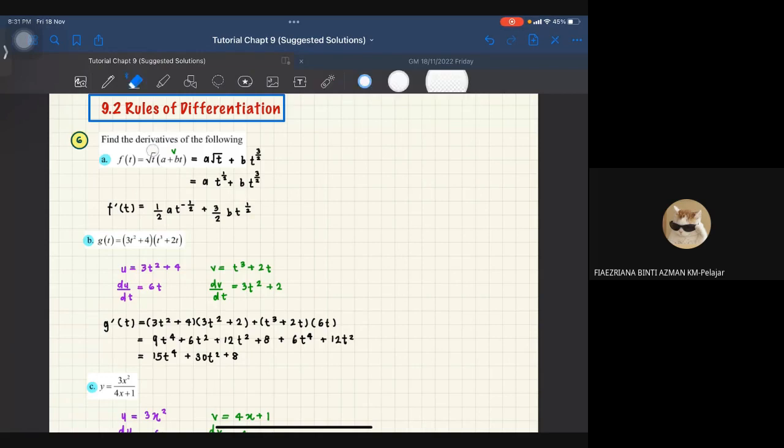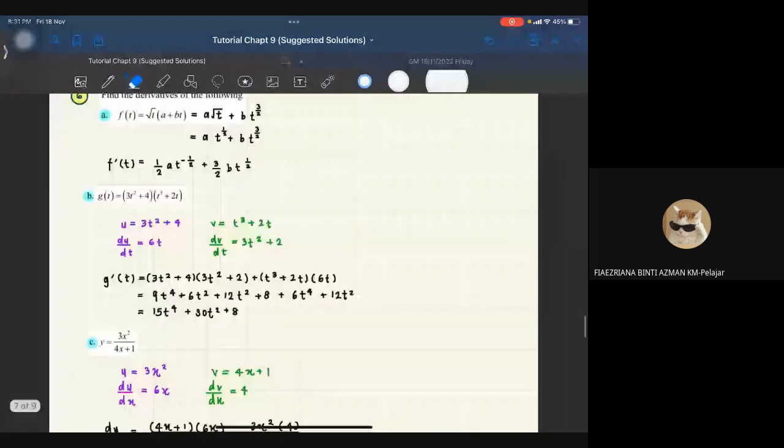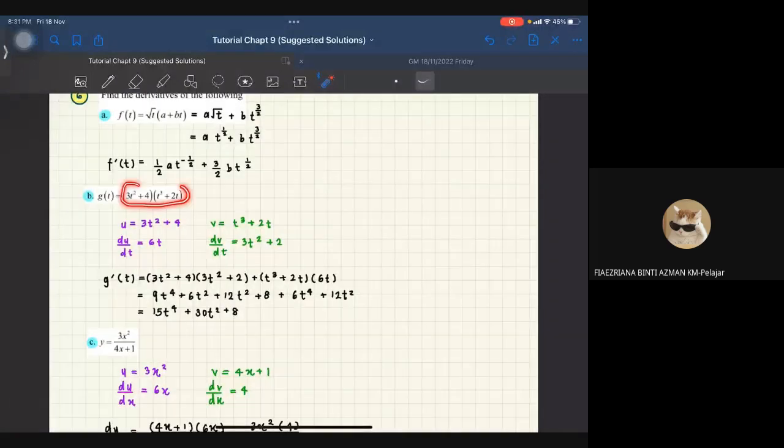Okay, so ini adalah contoh yang boleh guna produk tapi tak nak guna produk. Kalau contoh B ni pun sama juga sebenarnya. Example B. So this time saya gunakan product rule sebab saya malas nak expand. So this is my U, this is my V. Tapi you can also straight away expand it. So boleh je terus nak expand this one, this one, this one. So nanti awak just differentiate sahaja. Terus dapat jawapan yang sama.